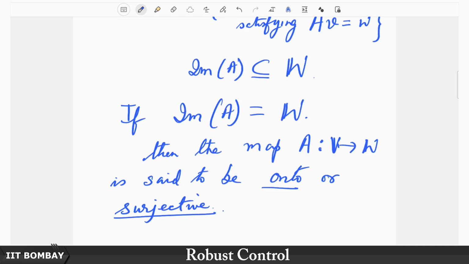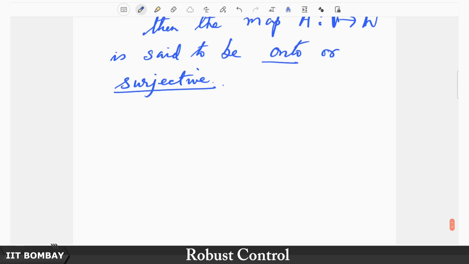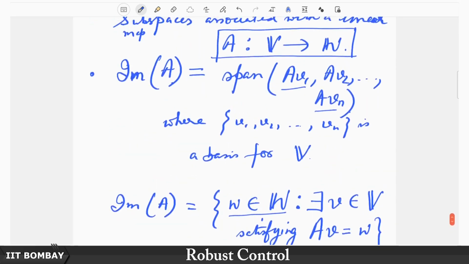The second most important definition, or the important subspace that we can come across when we are dealing with linear maps, is the so called kernel.